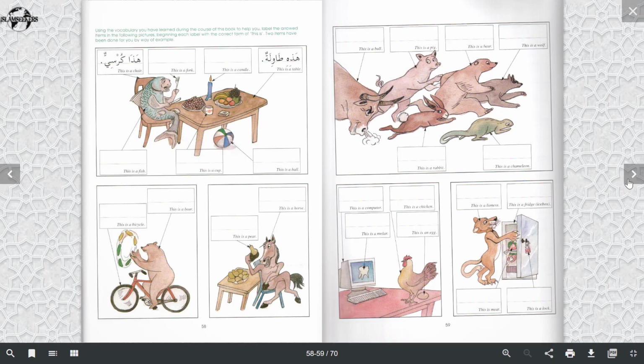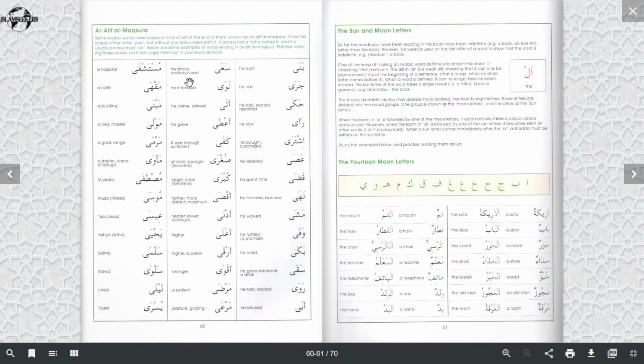Page 60. Al-Alif al-Maqsura. Some Arabic words have a special kind of alif at the end of them, known as an alif al-Maqsura. It has the shape of the letter Ya, but without any dots underneath it. It always has a fatha before it, and it is usually pronounced A. Listen to the following words that end in an alif al-maqsura.